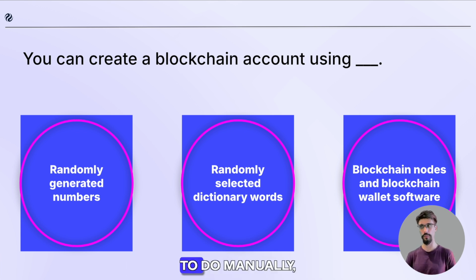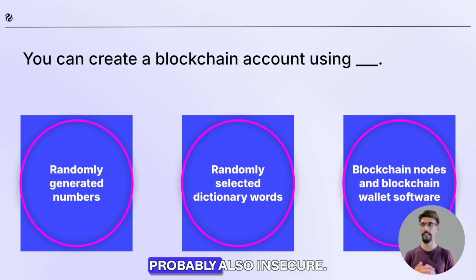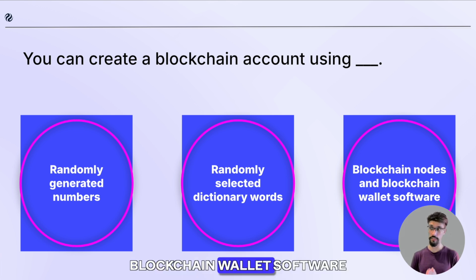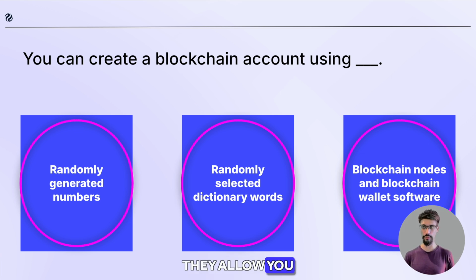Now, this is possible to do manually, of course, but it would be very, very tedious and error-prone and probably also insecure. And that's where blockchain nodes and blockchain wallet software come in. They allow you to do all that advanced mathematics and cryptography very quickly and efficiently and more securely than you could as a human. So yeah, all three is the answer.